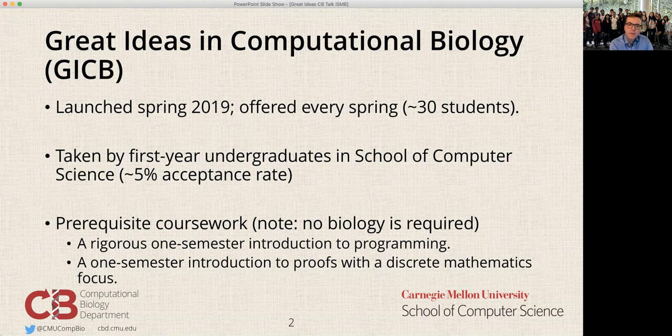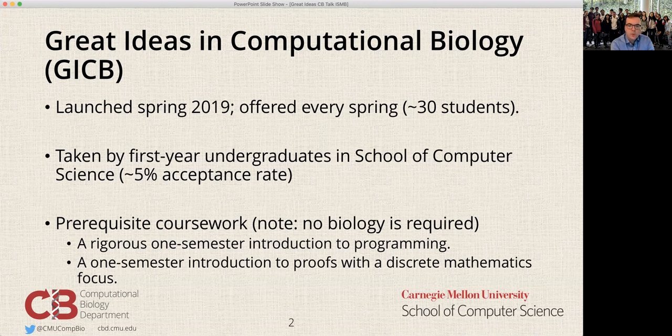So as I mentioned, this is taken by first-year undergraduates in our School of Computer Science, a school that is very selective and has an approximately 5% acceptance rate, depending on the year. There is a little bit of prerequisite coursework, so students are taking this typically in their second semester. So we are allowed to assume a little bit of prerequisite coursework.